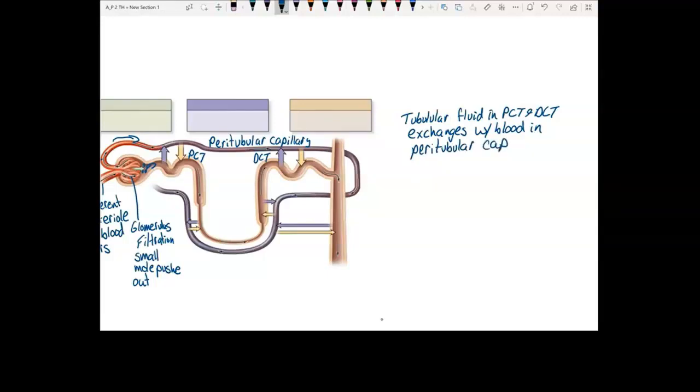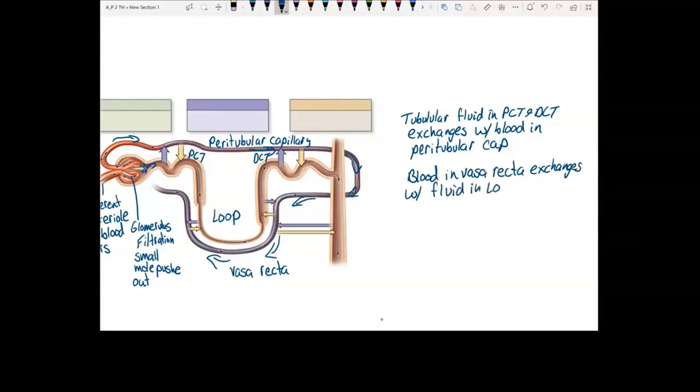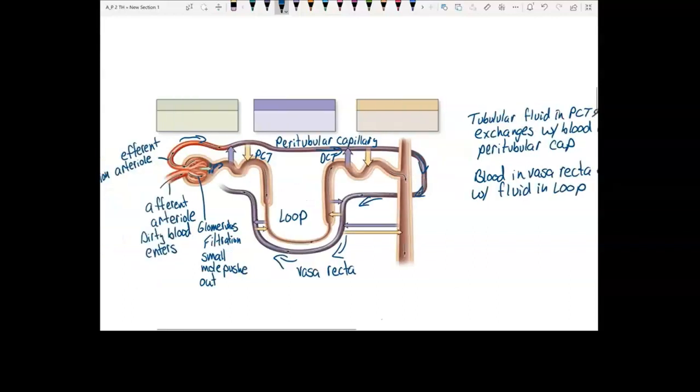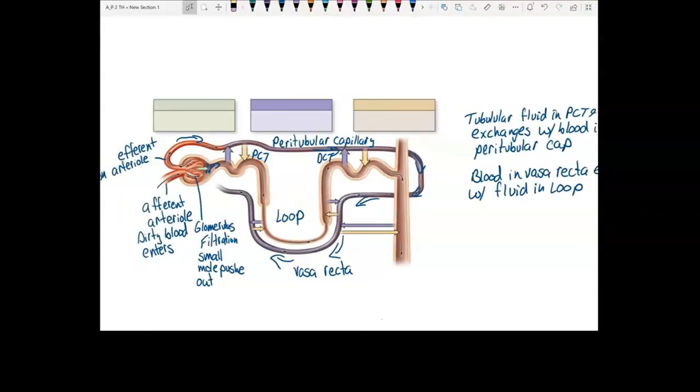Okay, then follow the blood. So here's your blood flow like this, like this. Your blood comes around like this, and then the blood goes to exchange with the loop. This part of the blood vessel down here is called the vasa recta. So the blood in the vasa recta exchanges with the fluid in the loop. Okay, so you have kind of two different fluids flowing here.